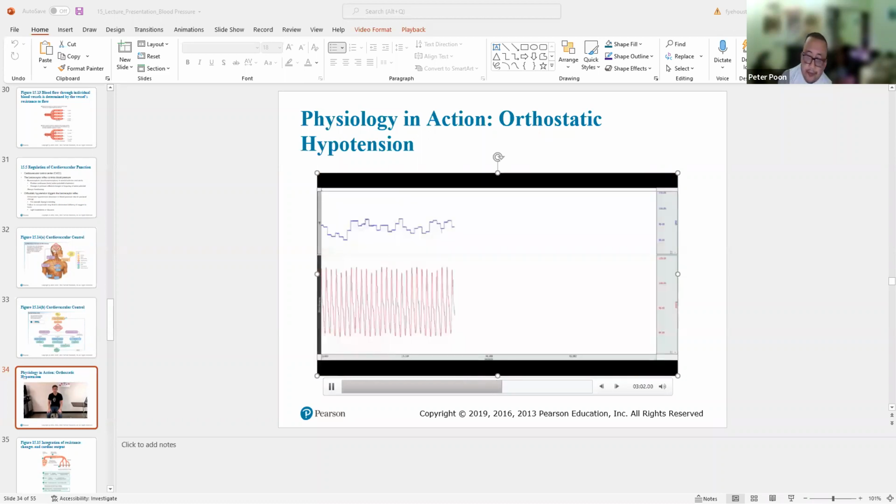Here we can see Kevin's blood pressure just before we began to tilt him. We can see here there was a decrease in Kevin's blood pressure when he was tilted upright, but notice how quickly it was restored towards normal. Now let's see how this takes place.